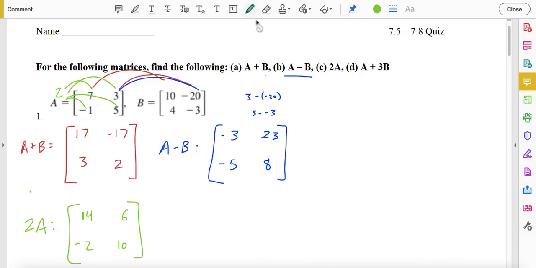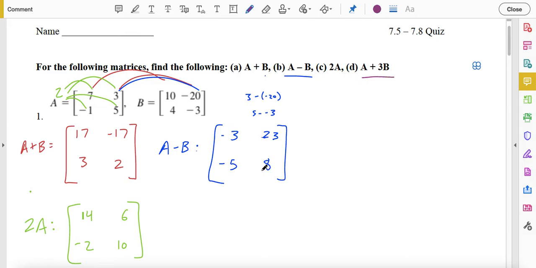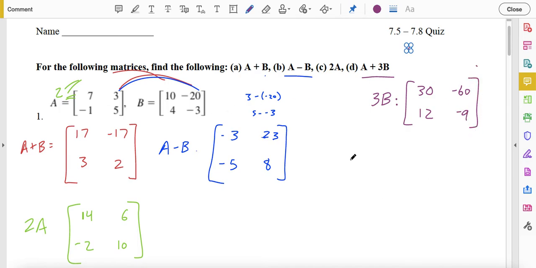All right. Now lastly, we have a plus 3b. We're going to take matrix A and add it to matrix 3b. I'm just clearing out matrix A here a little bit. First we need to know what matrix 3b is. 3b is simply 3 times matrix B. So that'll be 3 times 10, which is 30. 3 times 4, which is 12. 3 times negative 20, which is negative 60. And 3 times negative 3, which is negative 9. So that's 3b.